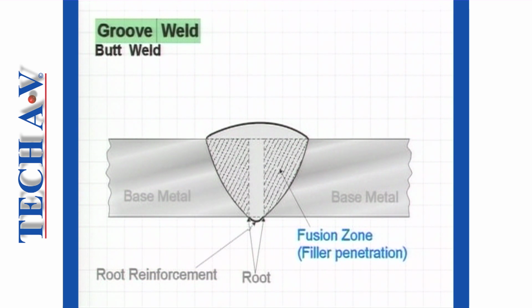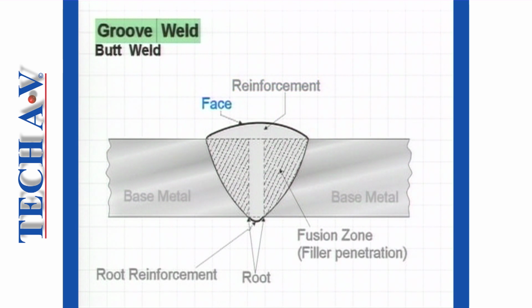Fusion zone, sometimes referred to as filler penetration. This is the area where the base metal and filler metal have melted and mixed together, resulting in the actual joining or coalescence of the metals. Reinforcement. This is the top portion of the weld that extends above the surface of the base metals.